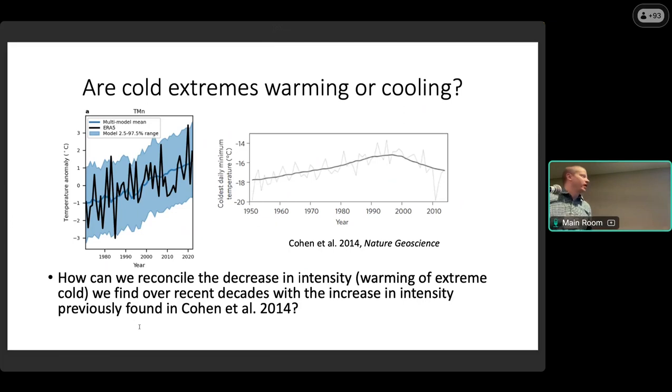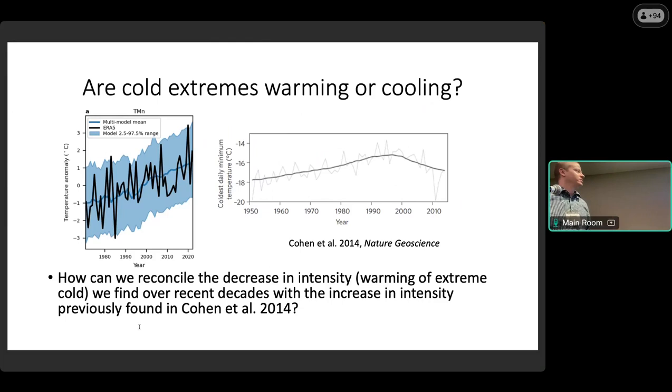All right, so how can we reconcile this decrease in intensity that we found? I'm repeating the same plot I showed a few slides ago, showing a warming of the cold extremes of the mid-latitudes, along with this previous plot from this Cohen paper, which shows a very clear decrease in temperature. In the plot on the left that we show, we do see strong warming. There's maybe a bit of a leveling off from about the 1990s to the 2010s. We never really see a decrease unless you really cherry-pick a very short-term trend. These aren't the exact same metrics, but they're very similar, so I think it was worth trying to reconcile this.